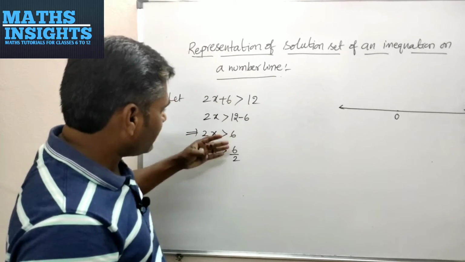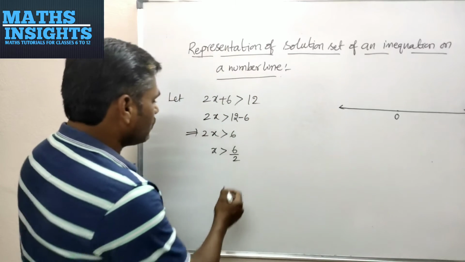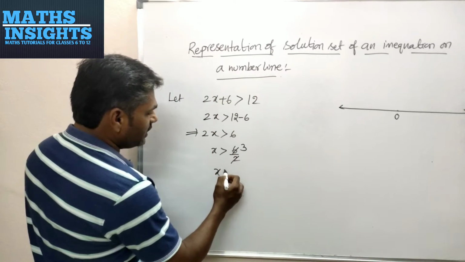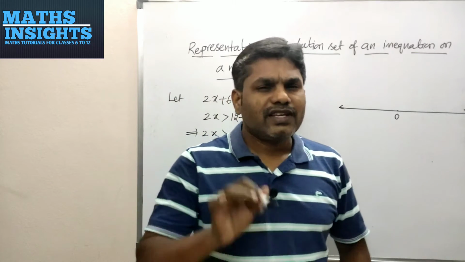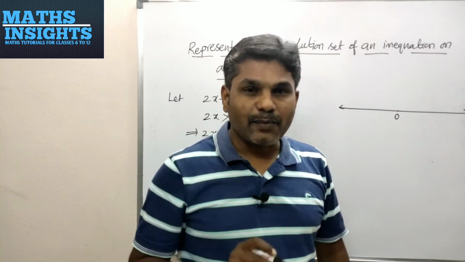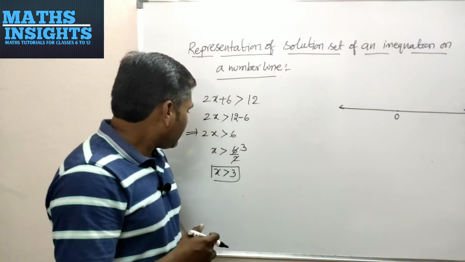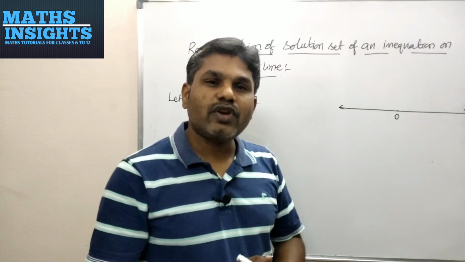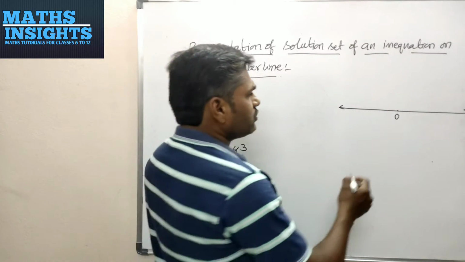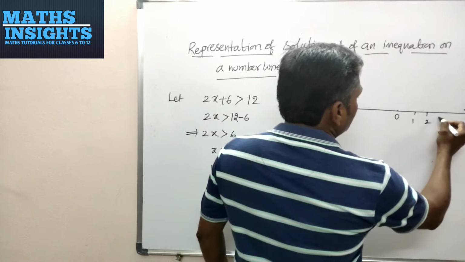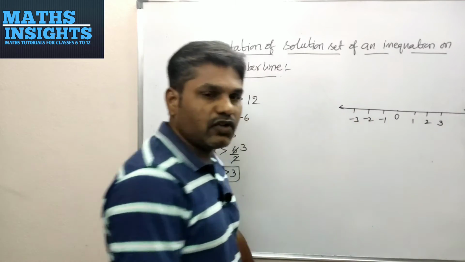If you want a clear understanding of this, watch the previous video we made recently. 2 ones are 2, 2 threes are 6. That means x > 3. If x equals 3, you can represent that exactly on the number line, but that becomes an equation, and this is an inequation. The x value is greater than 3. So we have to show the region which satisfies this inequation. So I am taking 1, 2, 3, -1, -2, -3, whatever the values may be.